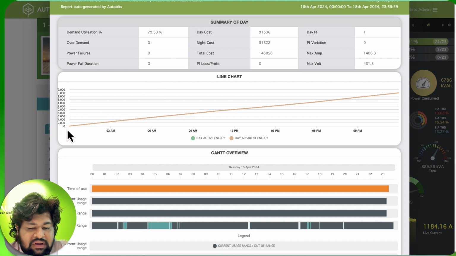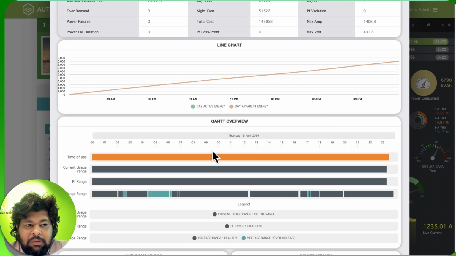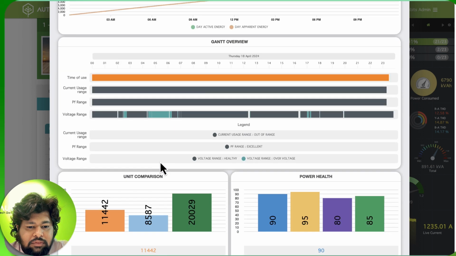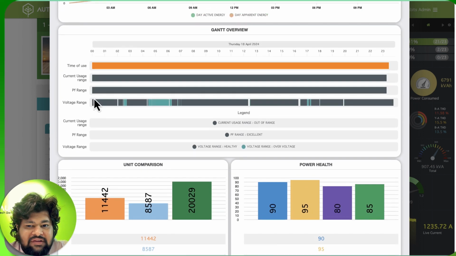So here you are able to see the gradual increase of the kWh. This is a simple line chart. So we can see that at 6 am I consumed around 4,000 units of electricity. So this will help you gauge how your machines are performing or how much they are being utilized. So we can see that time of use is complete. The whole day the machines were online and there has been no delay.